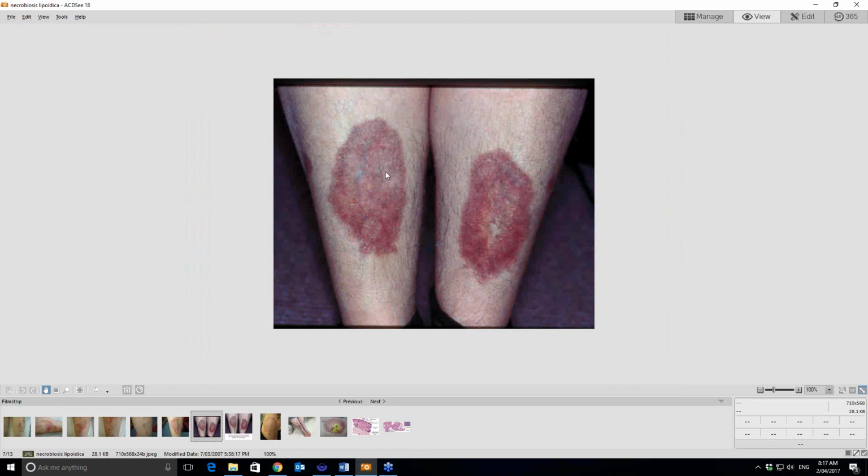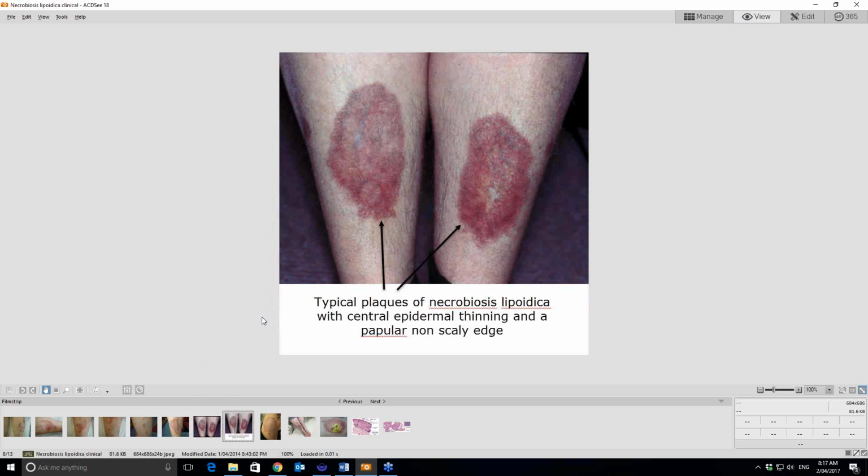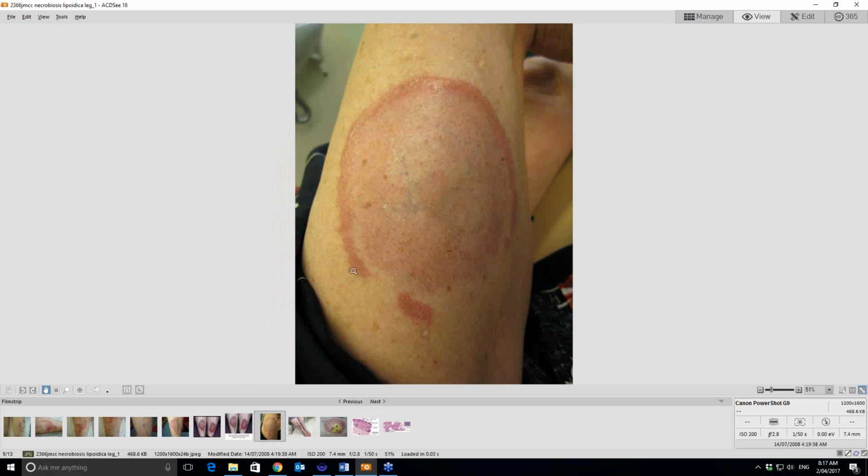Here's another older example. Again, the yellow tinge in the center, the veins being prominent through here. Again, the classic location, front of the shins. Central epidermal thinning, papular non-scaly edge usually. Here's another example, more prominent edge to this one. Slight suggestion of some scale at the edge there. Anytime you have anything that looks ring-like with a scale, you always take some scrapings of the scale anyway, just in case you've got some form of modified tinea infection.